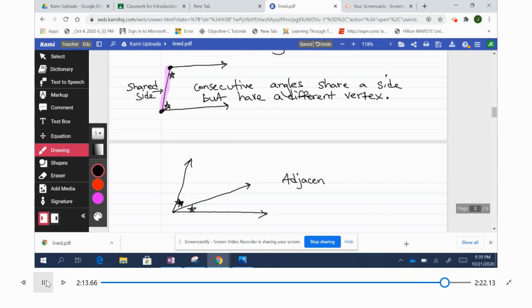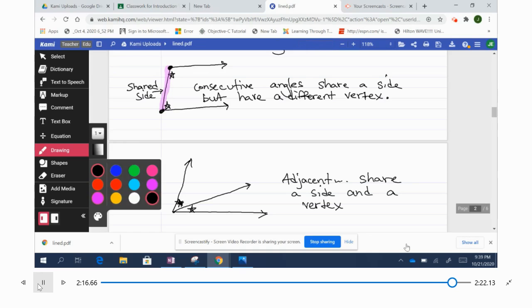Adjacent, I'm showing right now. Okay, the difference is they use the same vertex. So the two start angles are adjacent. They're going to share this side, but they also have the same vertex. So that's the difference between consecutive and adjacent.